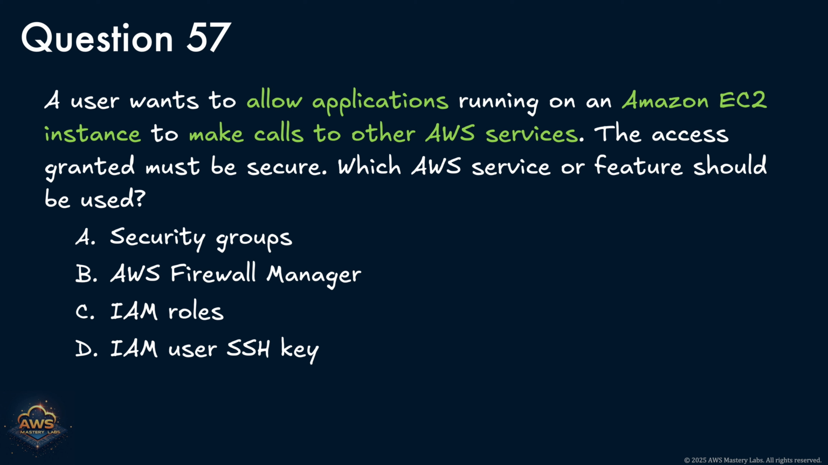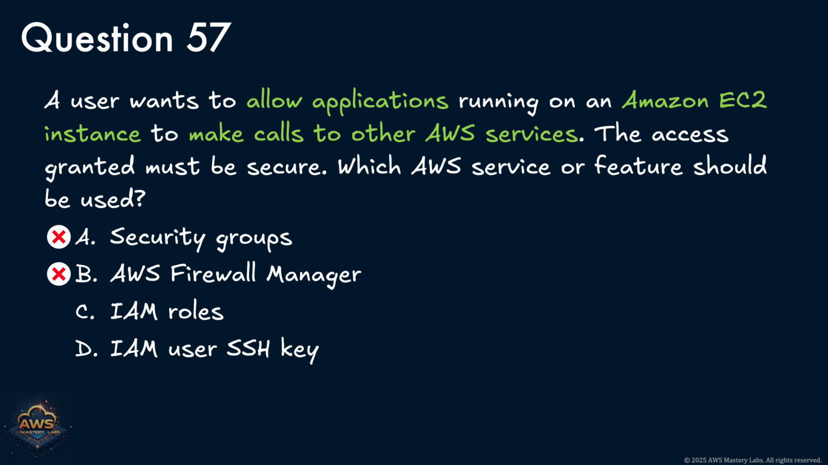Option A, security groups. Security groups act as virtual firewalls for EC2 instances, controlling inbound and outbound traffic at the instance level. While they help secure network communication, they don't manage identity or permission to access AWS services like S3, DynamoDB, or SNS. Incorrect, because security groups control traffic flow, not permissions to AWS services.